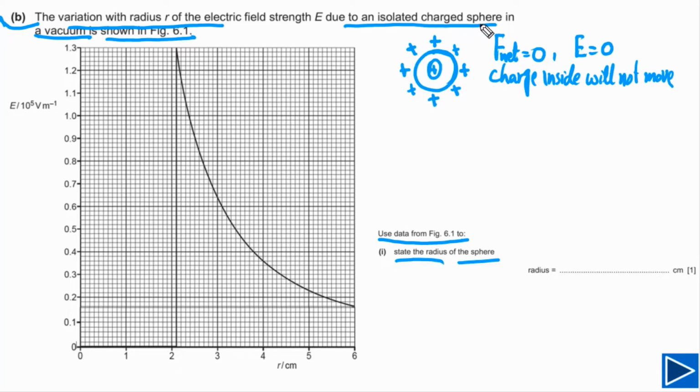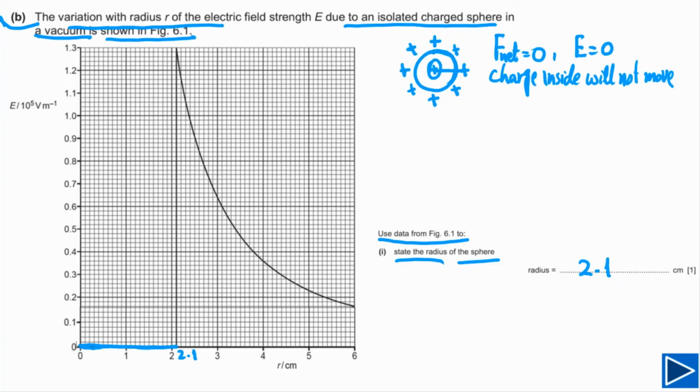So in this case we have a charged sphere, that is a conducting sphere. In electrostatic equilibrium, the field inside this sphere will be equal to 0. We can also see this from this figure. You see the electric field up to this point is equal to 0, and this point is 2.1. So it simply means that the radius of the sphere is equal to 2.1.